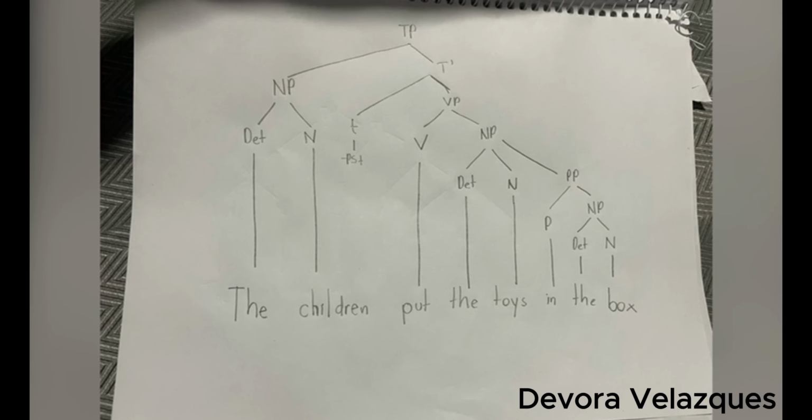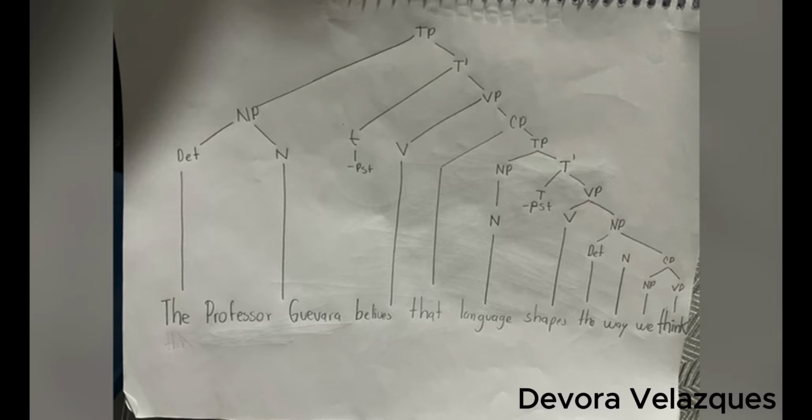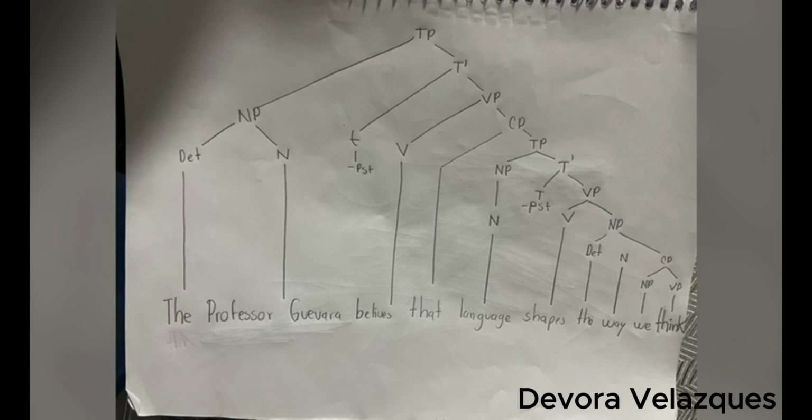Determiner is that, and noun is box. Sentence 9: Professor Guevara believes the language is the way we think. This whole sentence is a tense phrase and is divided into a noun phrase and a verb phrase. This sentence is a noun sense.